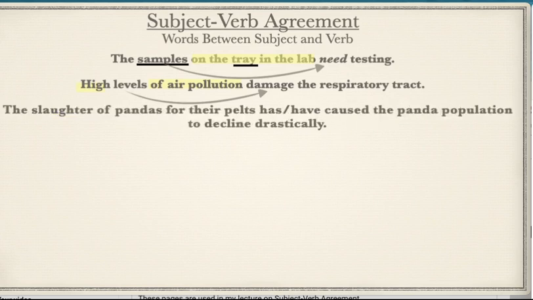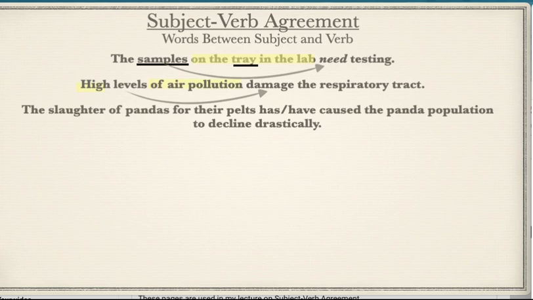Here's another example. The slaughter of pandas for their pelts has or have caused the panda population to decline drastically. Is the subject slaughter? Pandas? Pelts? To answer that question, we would have to ask who or what is doing the action, in this case being either have or has caused. So, what caused the drastic decline? It wasn't the pandas, it wasn't the pelts, it was the slaughter.